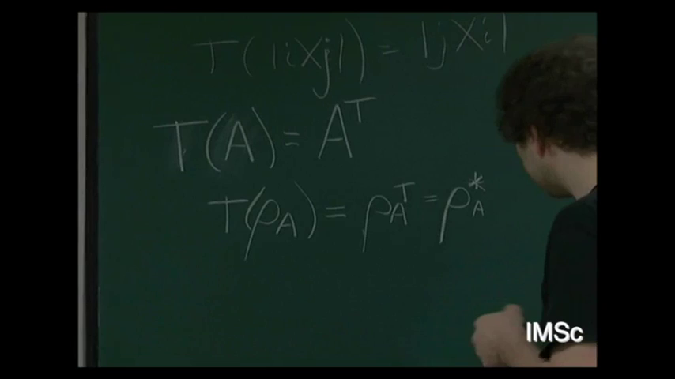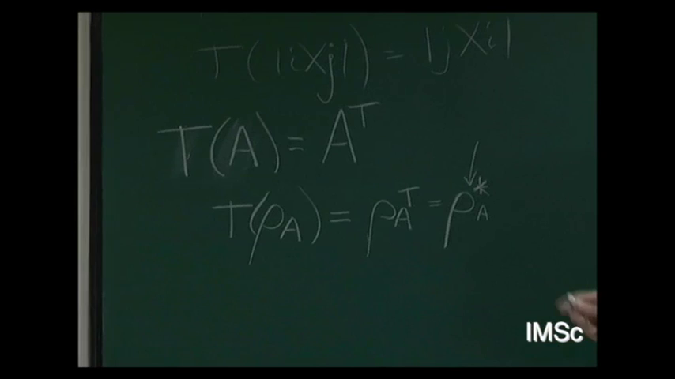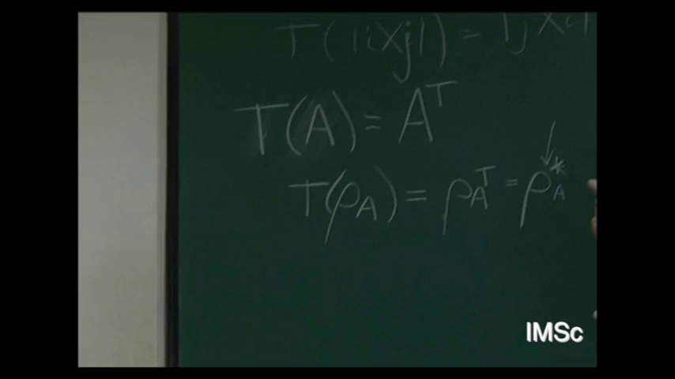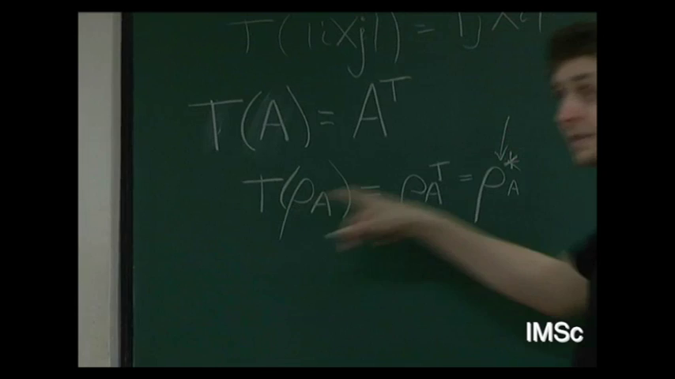Since the eigenvalues of rho are real, when I take a complex conjugate, I can change the eigenbasis of the state, but I don't change the eigenvalues. So if it started off a physical state, it ends up a physical state. In other words, it maps positive density matrices to positive density matrices. And we call this T positive.